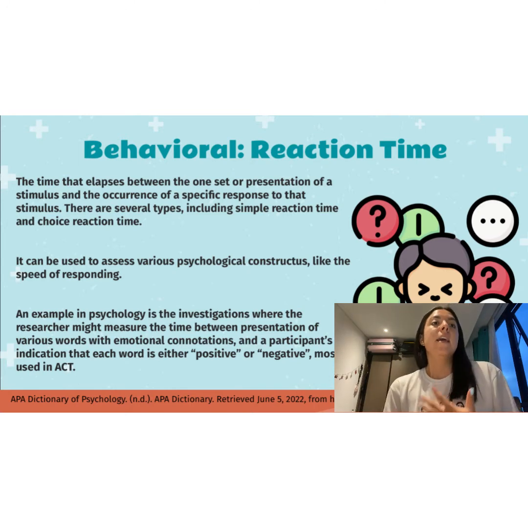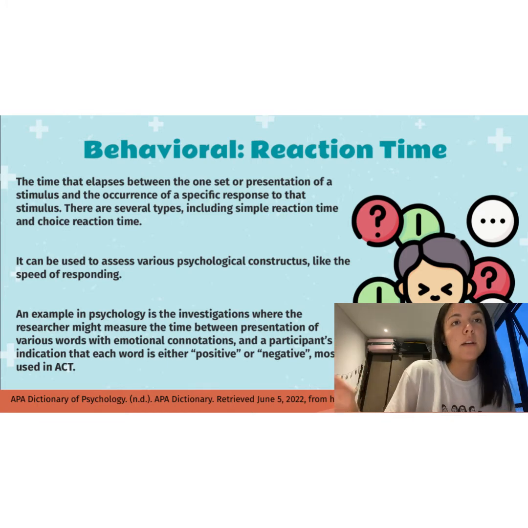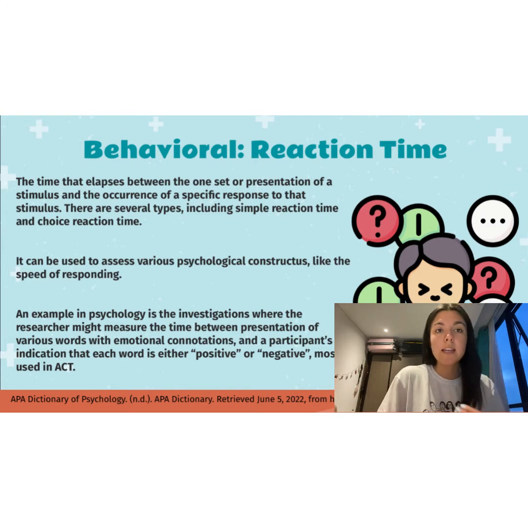So, it can be used to assess various psychological constructs like the speed of responding. An example in psychology is investigations where the researcher might measure the time between presentation of various words with emotional connotations and a participant's indication that each word is either positive or negative. It is mostly used in ACT therapy.